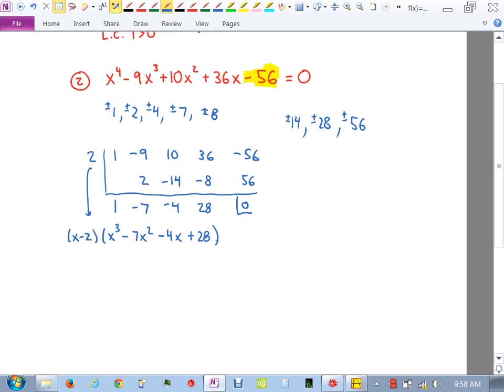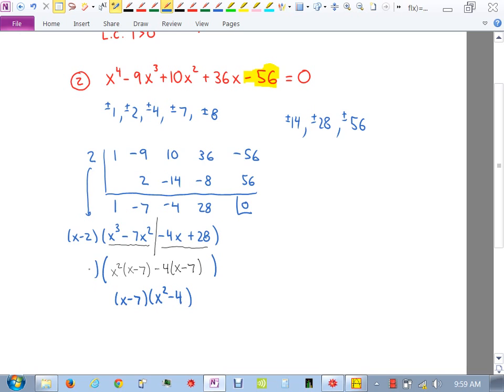At this point, you could do synthetic division again on this x cubed, but it does go by grouping. So if you look at it right down the middle there, tell me what factors out of these first two terms. X squared, and you'd be left with x minus 7. Then on the second two, you factor out a -4, and you're left with an x minus 7 again. So everything in this blue set of parentheses turns into what? X minus 7 times x squared minus 4.